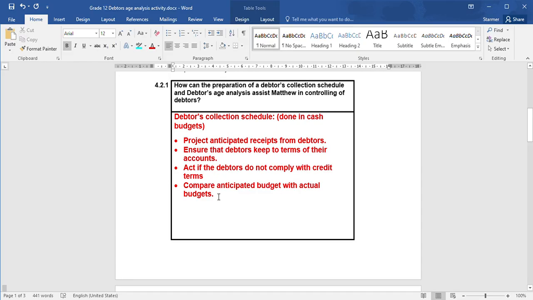And then after you've actually done your budget, when things actually take place, you can compare what you budgeted with what actually took place. And by doing that, you can see whether your budget's realistic, whether it needs to be adjusted, or what action you need to take to correct any issues that you might have found.